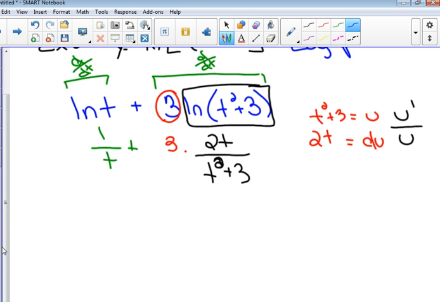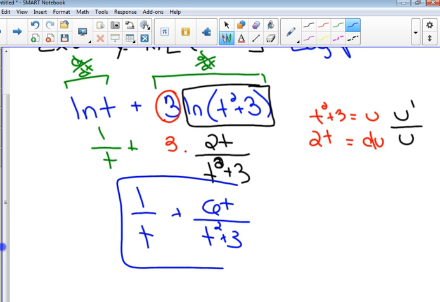Multiply these out. So we got 6t over t squared plus 3, and 1 over t. If it's easy to make the common denominator, I saw in your book they do. If it's not easy, they just kind of left it, like this one, they just left.